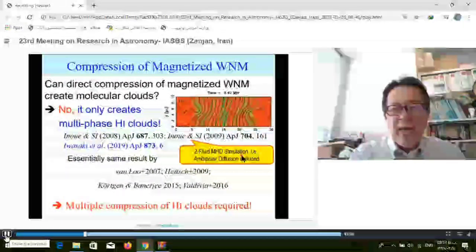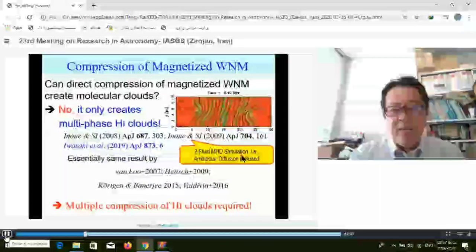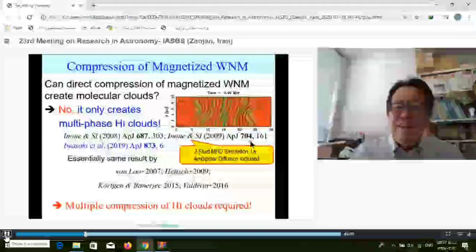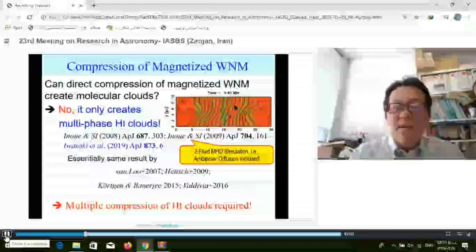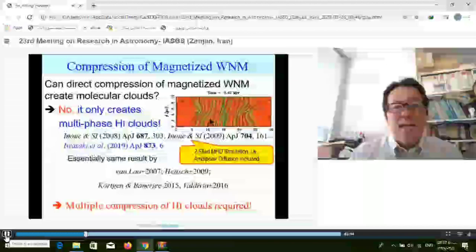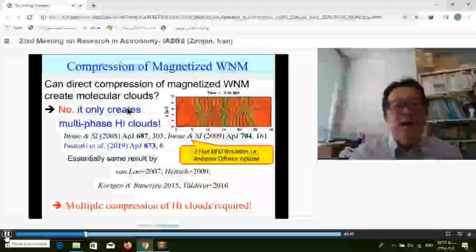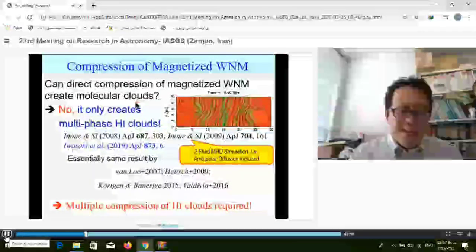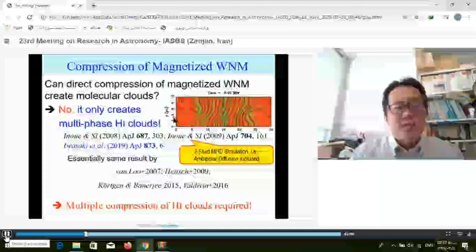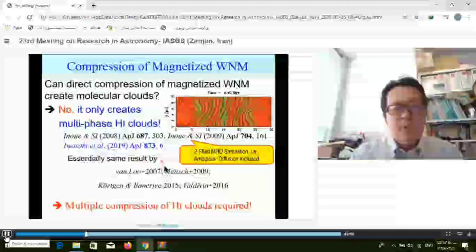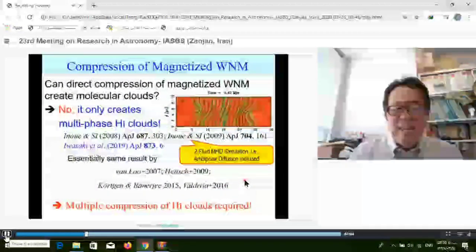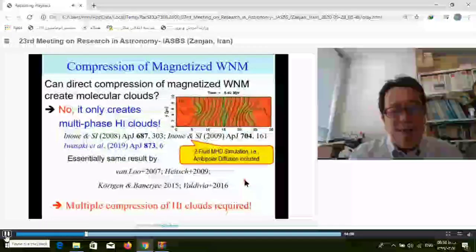Our calculation uses two-fluid MHD simulation. Two fluid means neutral fluid and ionized component. Therefore, ambipolar diffusion is automatically included. But we found that ambipolar diffusion is not sufficient. Therefore, magnetic pressure remains in this compressed layer, and it supports against compressional motion. So we finally concluded that we cannot create a molecular cloud from warm neutral medium by just one compression. And this conclusion is now confirmed by many other international groups. So in order to create a molecular cloud, we need multiple compression, typically 10 or 20 times compression.